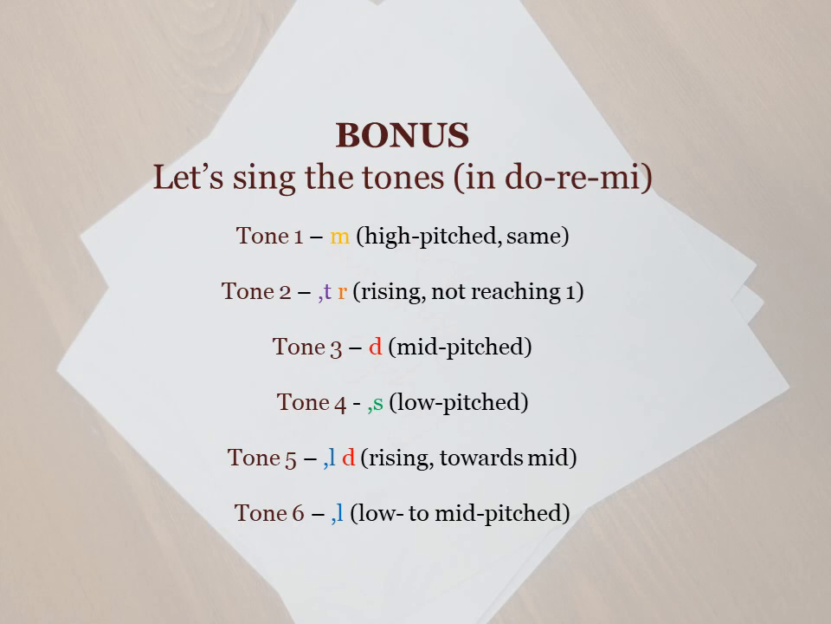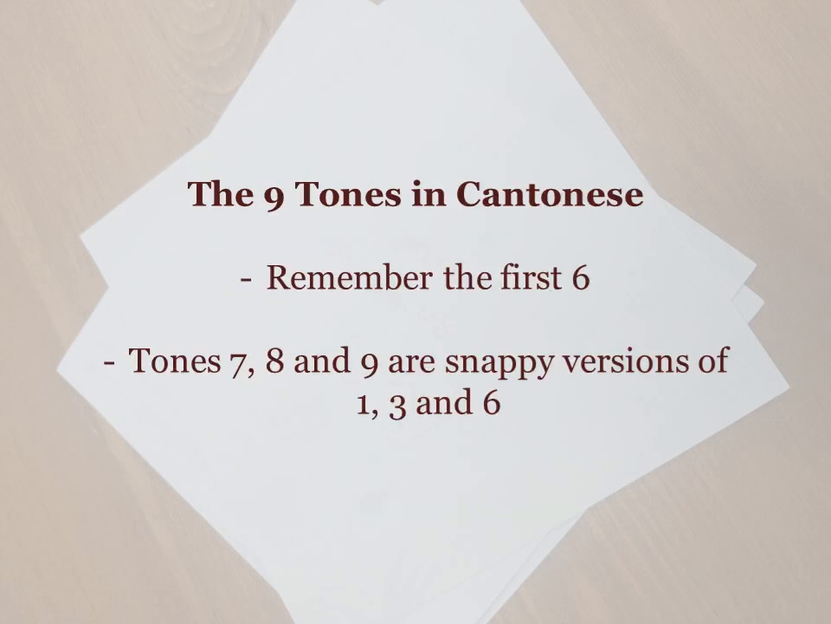Did you get it? There you have it, the 9 tones in Cantonese. Remember, mi, ti, re, do, so, la, do, la, the first 6 tones. And then remember, mi, do, la, basically 1, 3, and 6, because that will help you remember tones 7, 8, and 9. And you can go la, la, la for those tones.